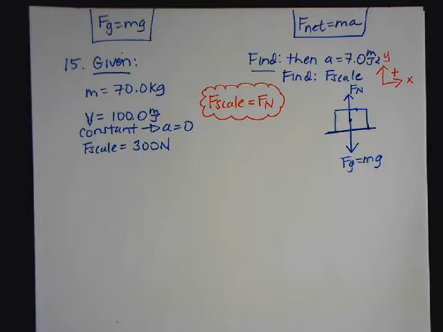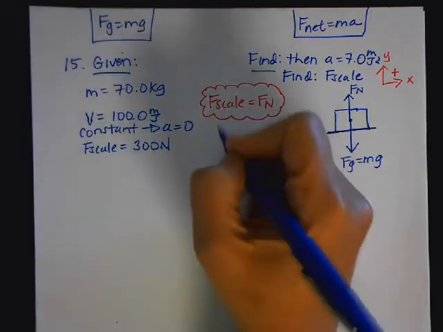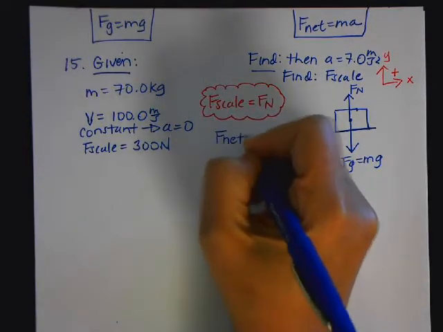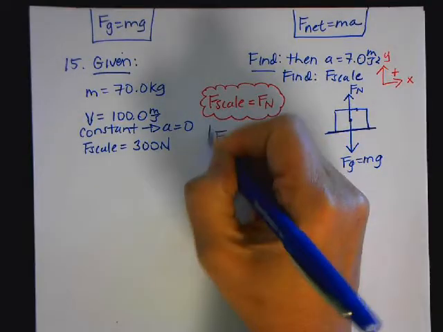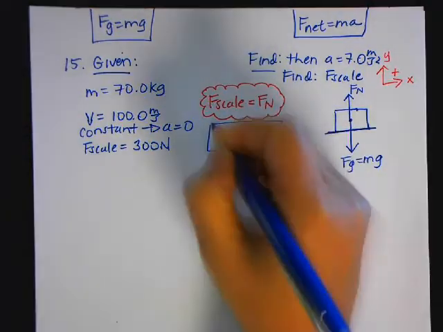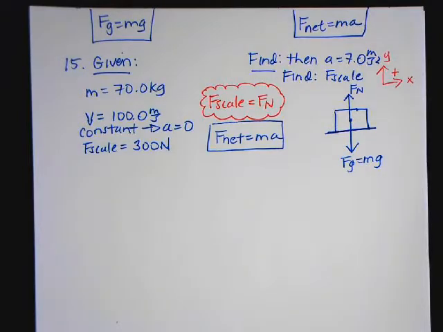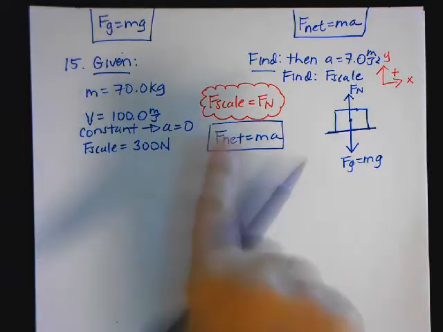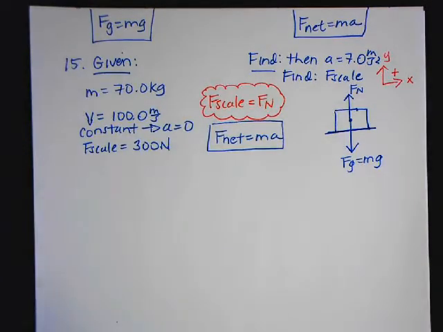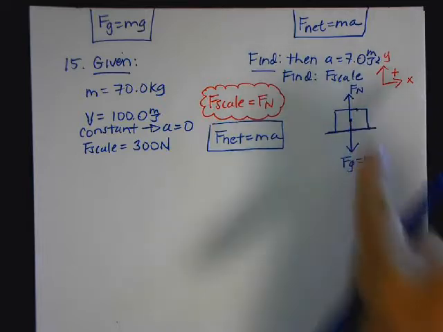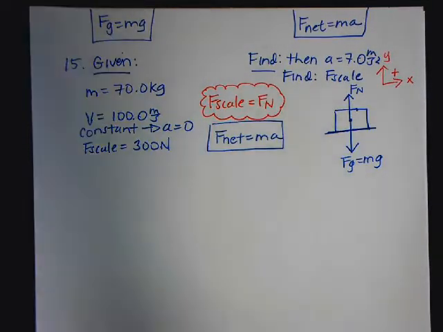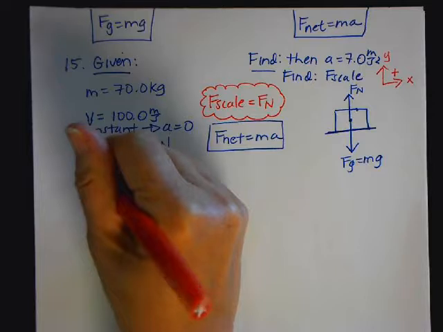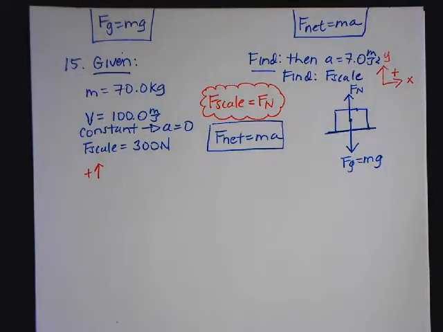Now, what did we do? We learned that F net is equal to ma. That's Newton's second law. So what we're going to do right now is apply Newton's second law. So F net, all the forces going in a particular direction, is equal to ma. The only forces we have are in the y direction. So first, I'm going to draw my sign convention. I'm drawing a plus and an up arrow, because that means I'm going to call up positive.